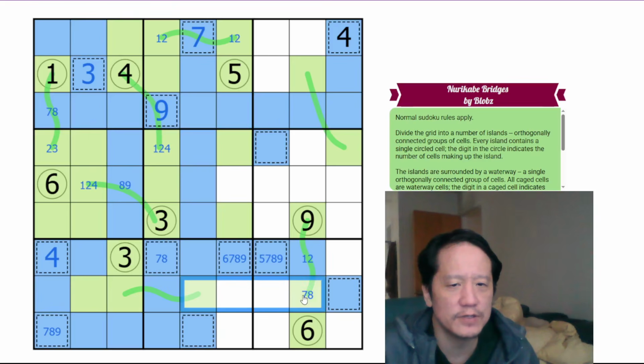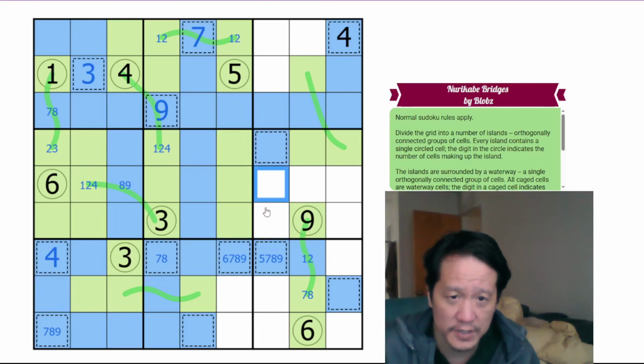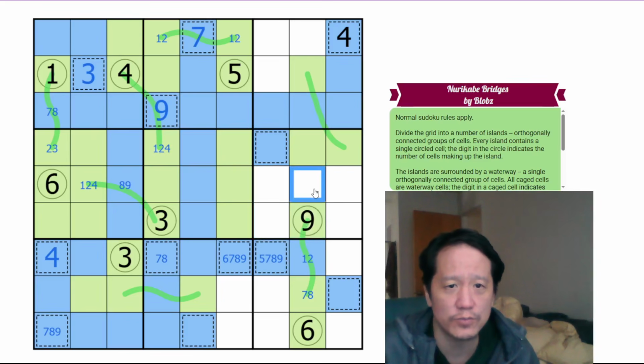This must connect to the 6 somehow. Okay. This is a 2x2 area that has 3 islands, so this is land. This land must orthogonally connect to a circle, so it has to go down that way. That means it connects to one of these two. We're not sure which. This is all orthogonally connected, so that's okay. This must orthogonally connect to waterway, so that's there.